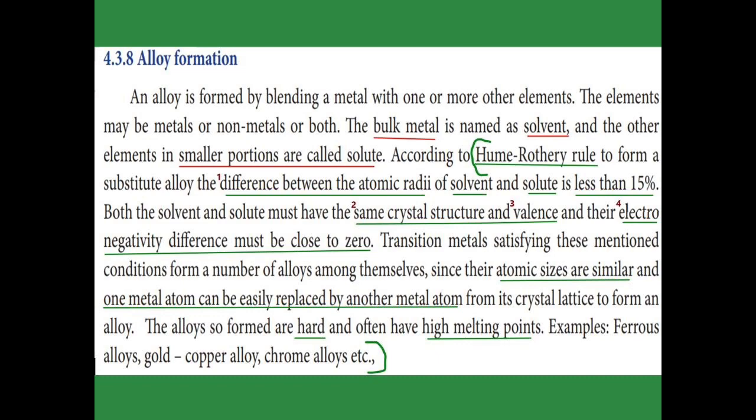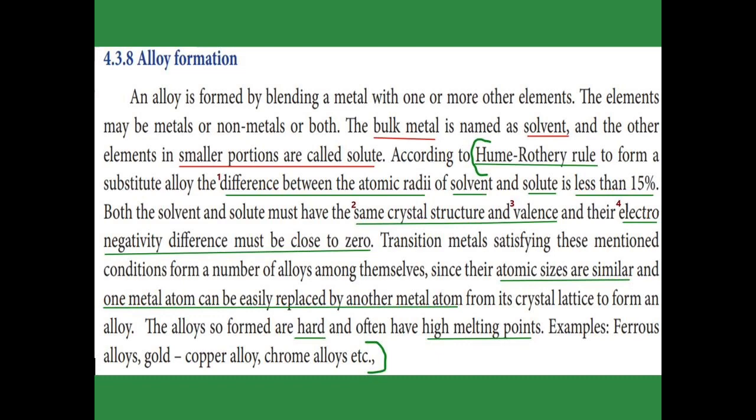The first condition: the difference between the atomic radii of solvent and solute should be less than 15%. Second, they should have the same crystal structure. Third, they should have the same valency. And fourth, the electronegativity difference must be close to 0. So metals satisfying these four conditions form the alloy.